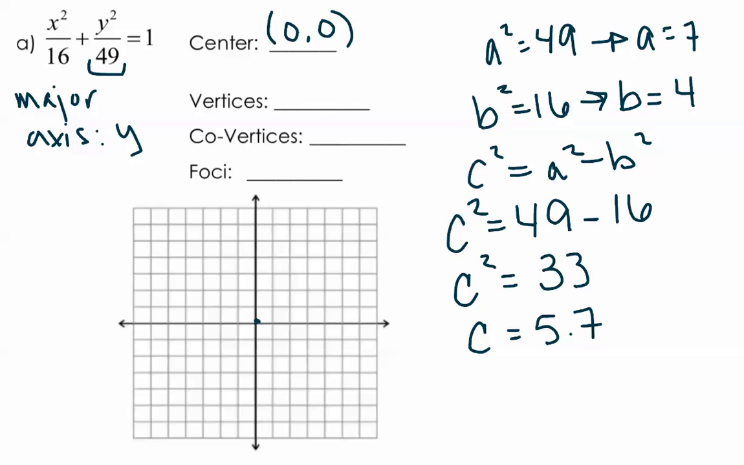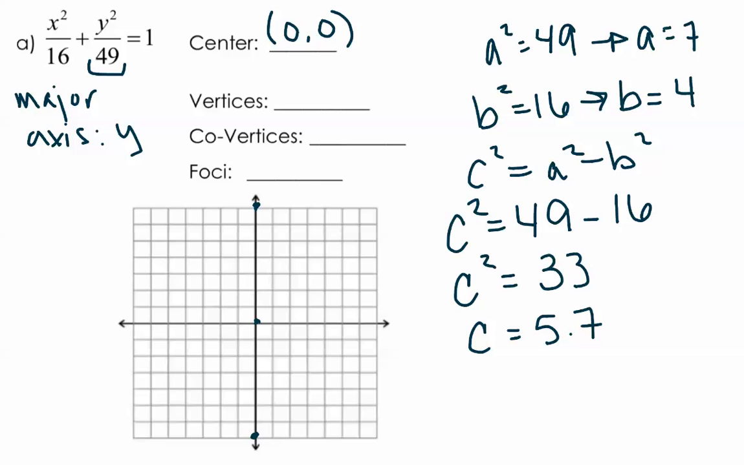Now my vertices are going to be 7 units away from my center. My major axis is y because the larger value is underneath that y. So I'm going to move 7 units in the y direction. So 7 units up. 1, 2, 3, 4, 5, 6, 7. Put a point there. That's one of my vertices. And then 7 units down. 1, 2, 3, 4, 5, 6, 7.